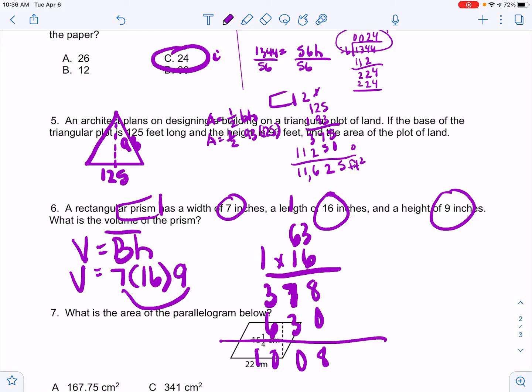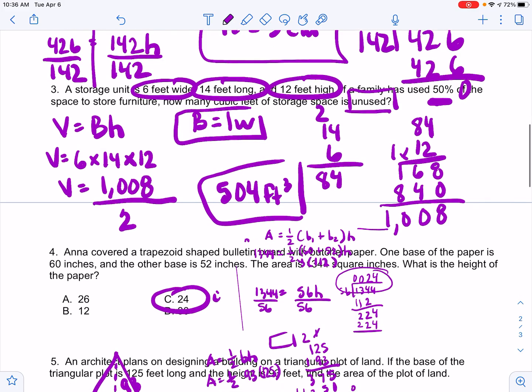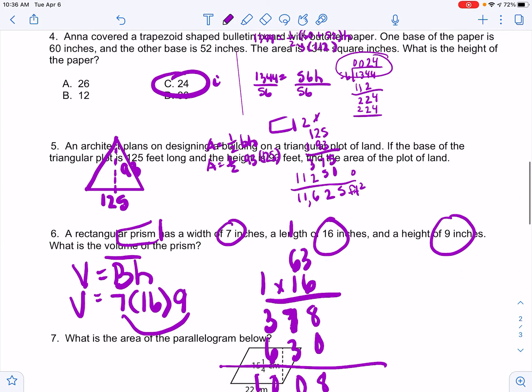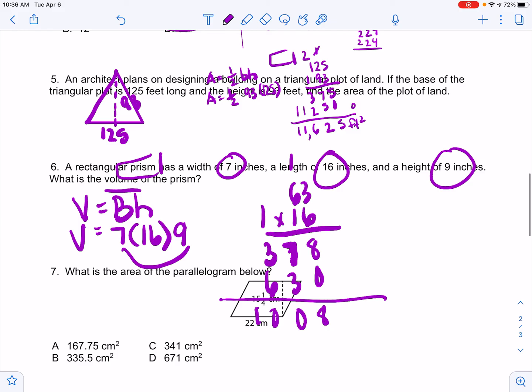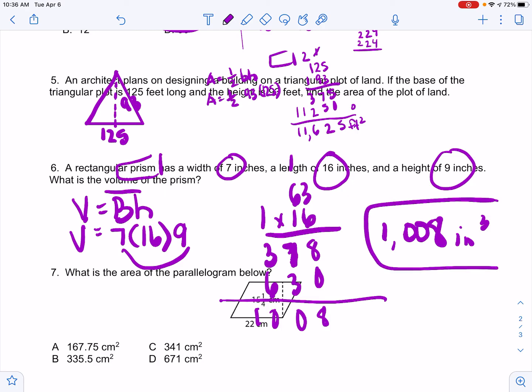Didn't we have that same answer up there? Is it this exact same 6, 14, and 12? Isn't that crazy? We had different numbers, but same exact outcome. 1008, we're solving for the volume, so it's going to be cubed. Make sure you put that cubed.